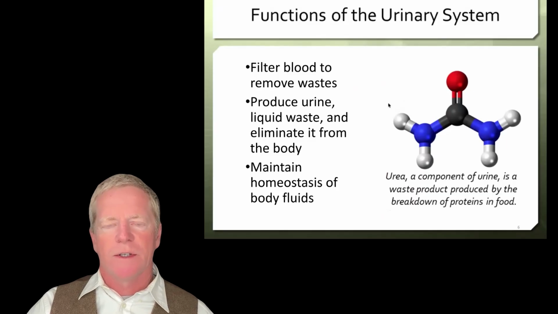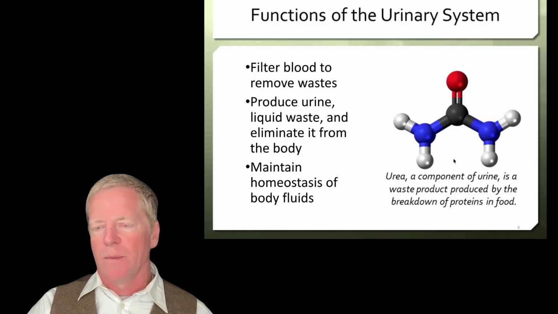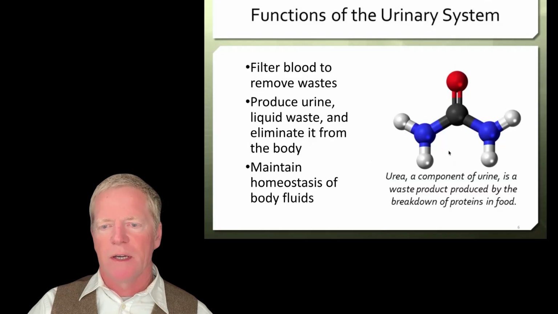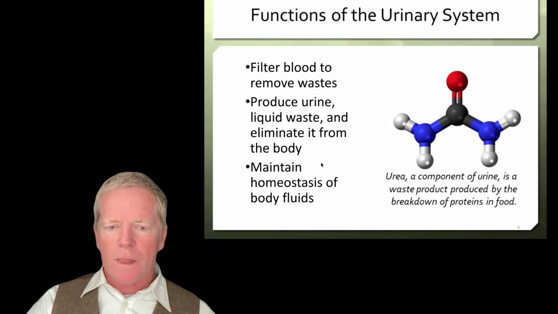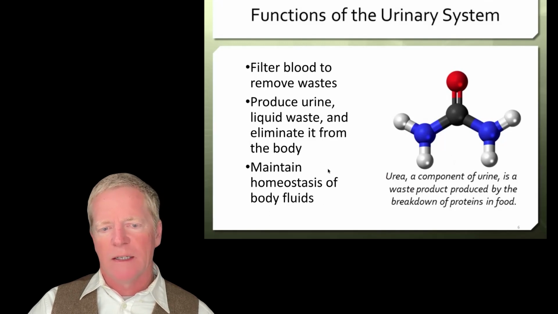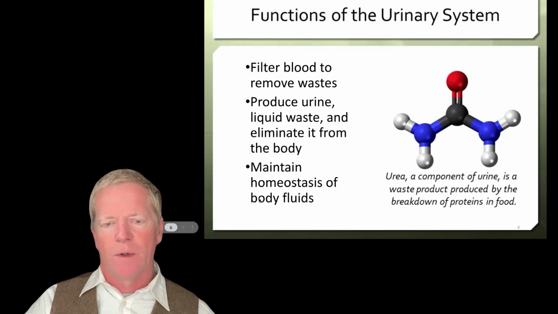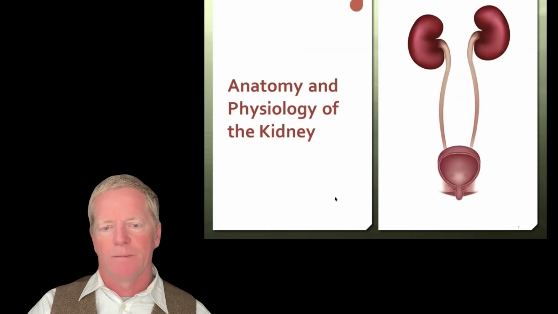The functions of the urinary system, as I've said, are to filter blood, to remove waste products, to produce urine, which is a liquid form of waste, and to eliminate that from the body. One of the components of urine is a chemical derived from breakdown of proteins in our food called urea. This is what gives urine its distinctive smell. And one of the main activities of your urinary system is to maintain fluid homeostasis in the body.